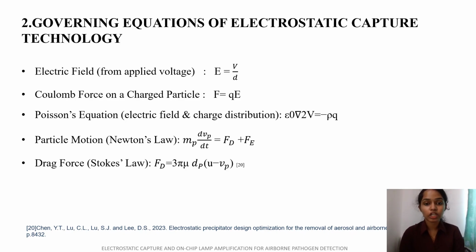Coulomb force on a charged particle, F equal to QE, decides that the higher the charge, the higher the capturing efficiency. Poisson's equation relates the electric field and charge distribution. It decides the modeling of the distribution of electric potential inside the ESP, and the particle motion, which is based on Newton's law, determines how fast the particles migrate and where they deposit.